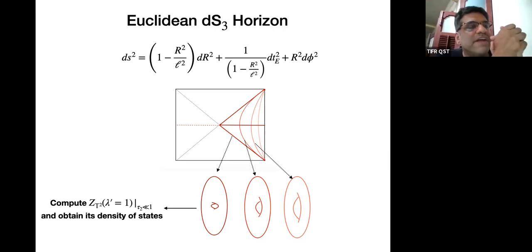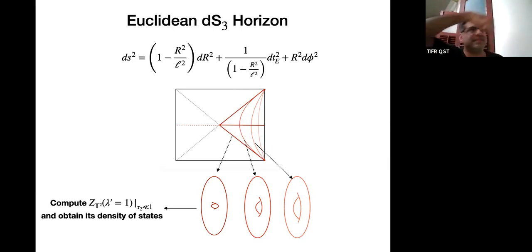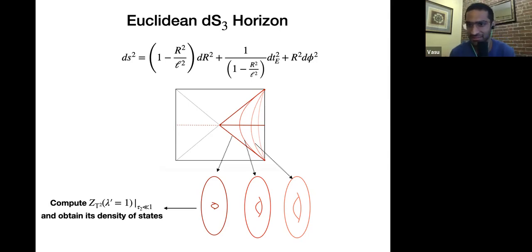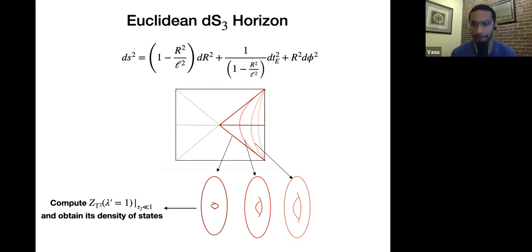So can I think of it this way? If I think of an S3 embedded in R4 or embedded in C2, then I've got an angular rotation in each of the C's. And these are my circle directions. Are these the two circles that you're getting? The two circles are rotations in the first C and the second C. Let me tentatively say yes. I would have to think about this a little bit more carefully, but tentatively yes. Okay. And then you say these tori degenerate at special points. Yeah. Okay, fine. Thank you.